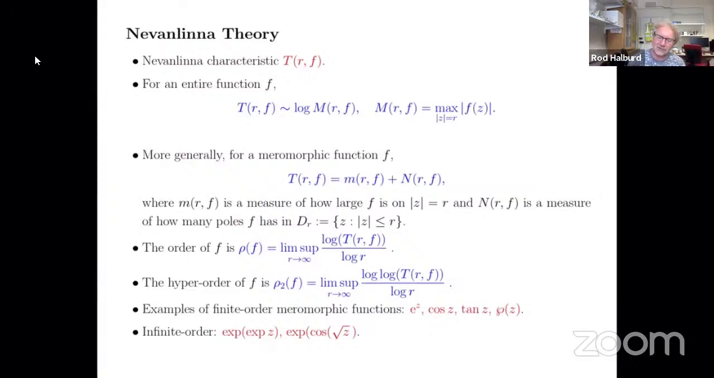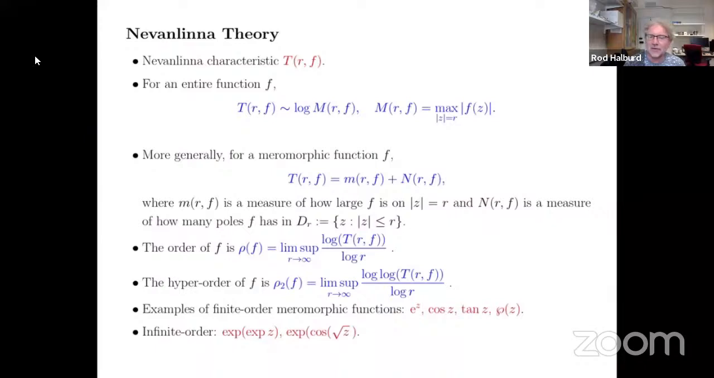But basically, if you've got lots of poles, this term is big. So the only way that this gets big is either if my function is big, for chunks of the circle of radius r, or there are lots of poles inside the disk of radius r. And then the order of f is simply a measure of how quickly this thing grows. So the actual order is just the lim sup of the log of this divided by the log of r. So in other words, if t grows like r to some power, then that power is the order.